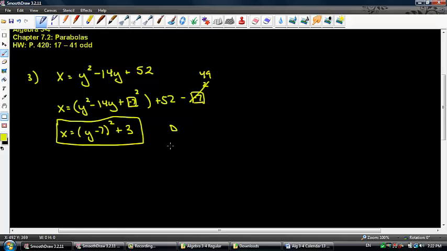So from here I'm going to identify the direction of the opening, the vertex, and the focal distance. The direction of the opening, this is an x equals parabola, and it's positive, which means it's moving to the right. The vertex is 3, comma 7. And the focal distance is going to be 1 over 4. A in this case is 1, so it's going to be 1 over 4. Let's go ahead and graph this.